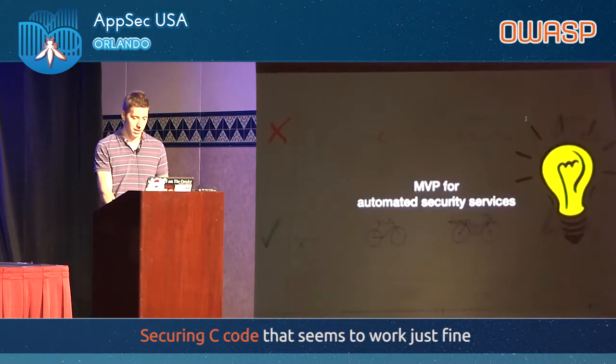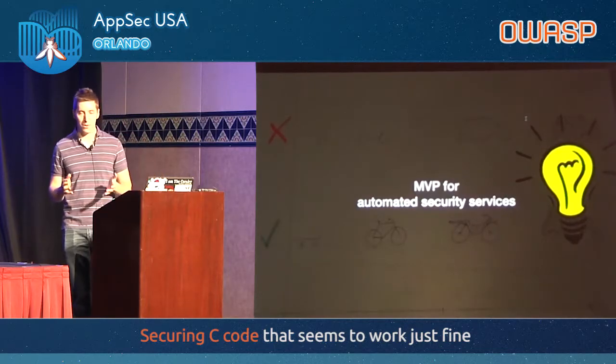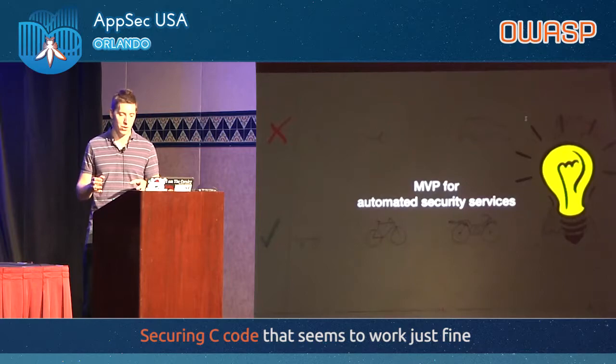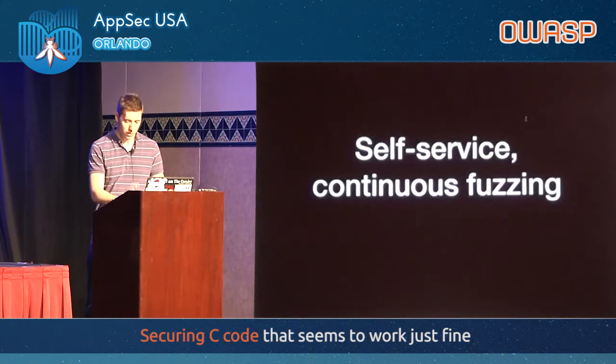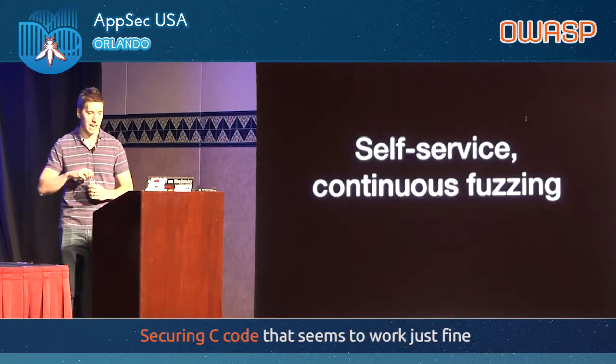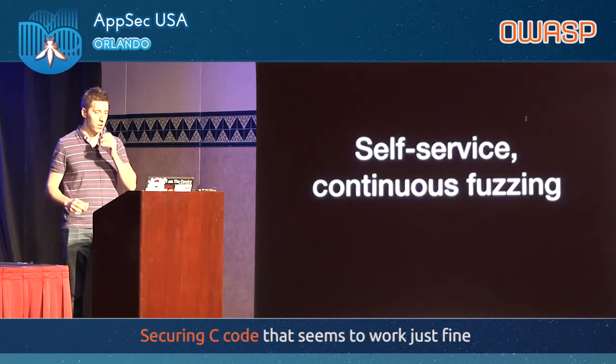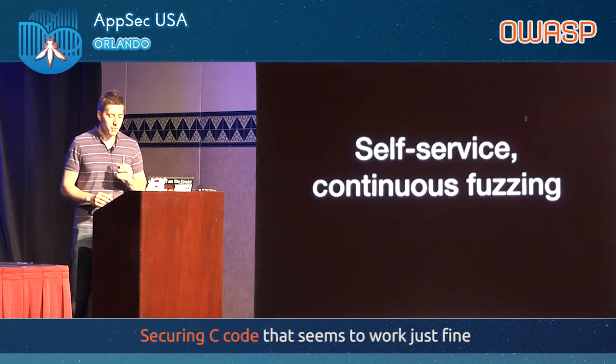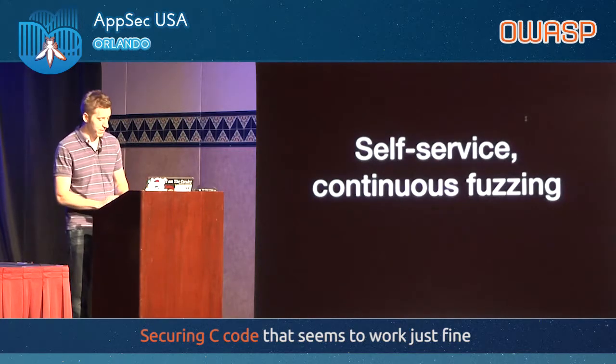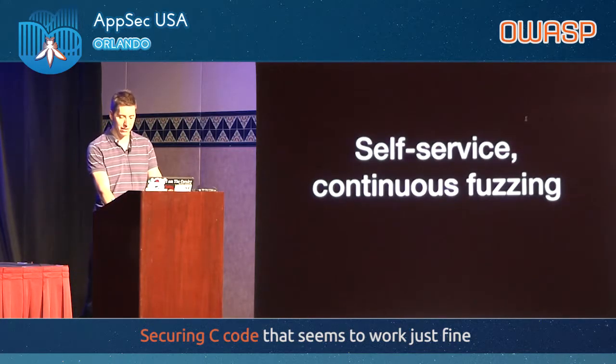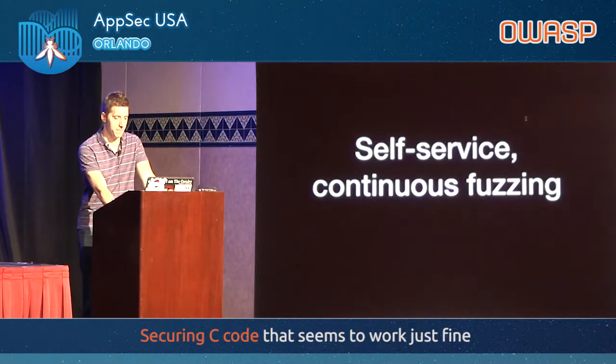Eventually it dawned on us that we could use that tool for ourselves. So we could try to use an MVP approach for automating security services. I'm going to talk about an example of doing that in just a minute. I'm going to talk about doing it for this thing called continuous fuzzing. I'm going to give a little background on fuzzing to start, and then maybe tell a story.